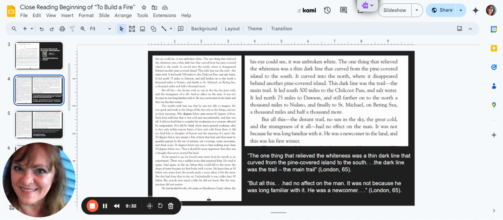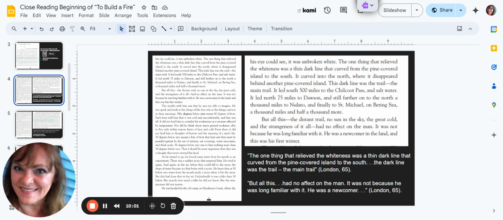One that says, "The one thing that relieved the whiteness was a thin, dark line that curved from the pine covered island to the south," ellipsis, "The dark line was the trail, the main trail." I feel like that's important. So I made note of that. And then in parentheses, I have the author's last name, comma, and then the page number. And then parentheses and the period goes outside of that. That's something to make note of too. That's the correct MLA citation.